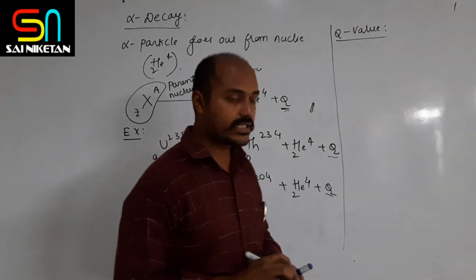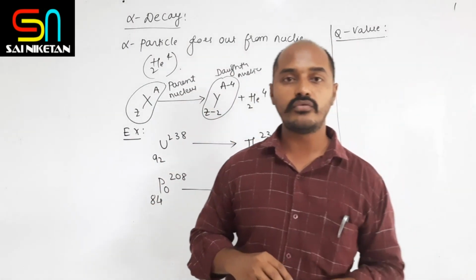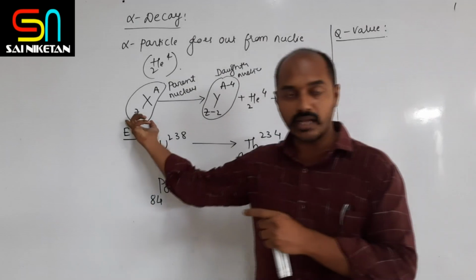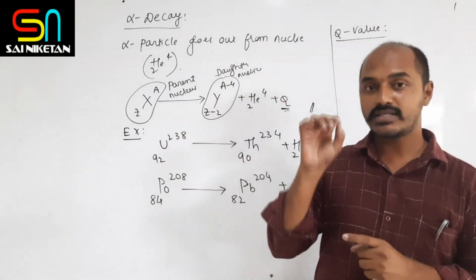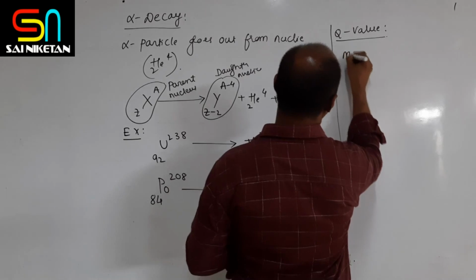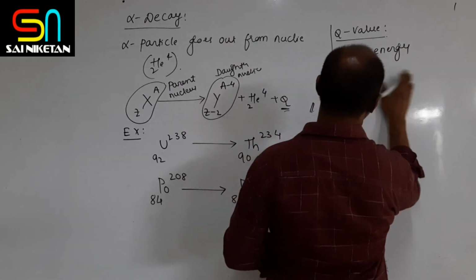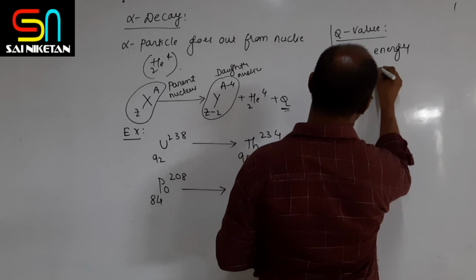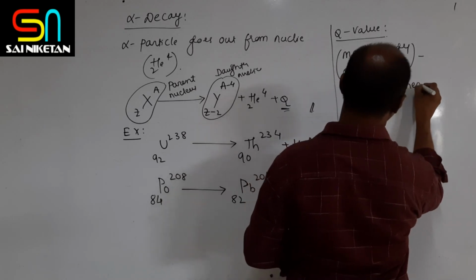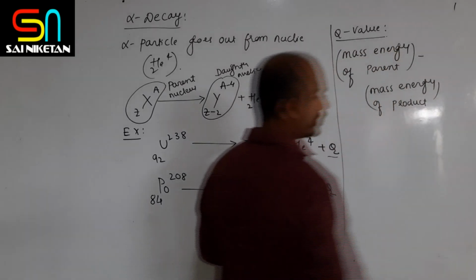We have heard about mass energy some time back. Here the Q value is the difference of the mass energy of the parent element and the mass energy of the product. So it is the difference between the mass energy of the reactant, or you can say parent, minus the mass energy of the product. So this is what the Q value is.